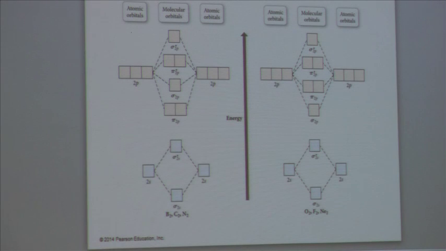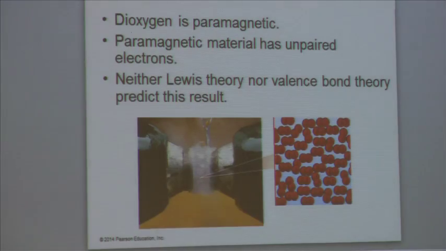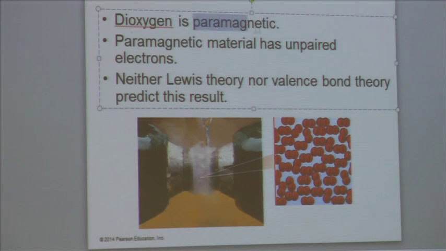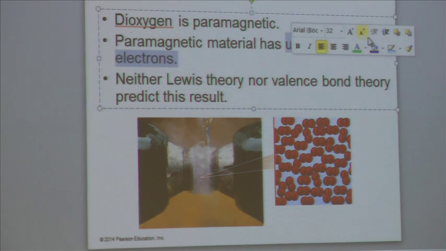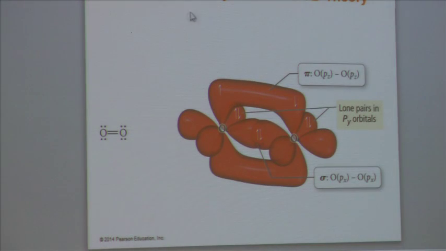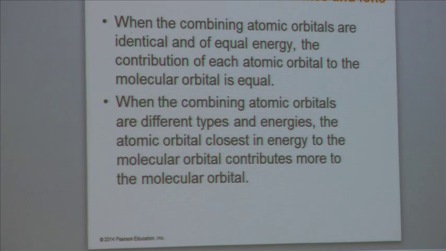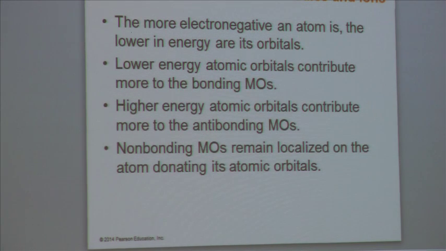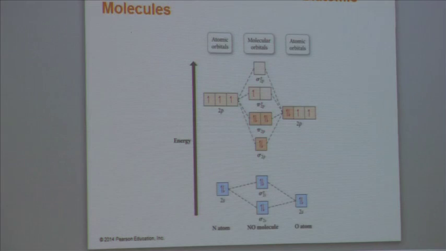If we look at oxygen, here's boron and here's oxygen, we can show that oxygen is paramagnetic because it has unpaired electrons. Although oxygen can be described by Lewis and valence bond theory, they don't explain its magnetic properties, but molecular orbital theory explains its magnetic properties.